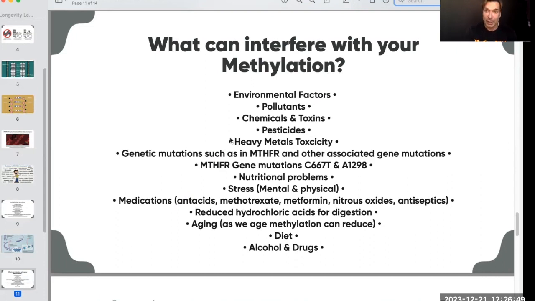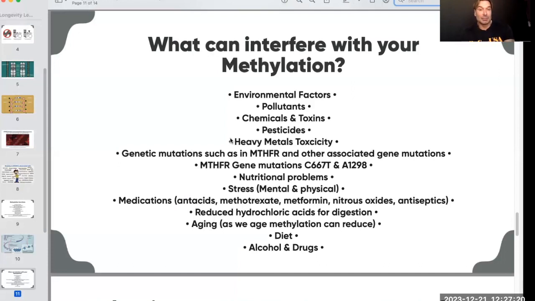is non-organic berries. Then we have heavy metal toxicity, again, our food supply, in the air, some of the cookware, and also in our water supply. Then we already talked about the gene mutations, the MTHFR and other associated genes, mutations, and then also the most common ones, the C677T and the A1298C, which you can inherit from your parents. Also, nutritional problems, stress, could be mental or physical.